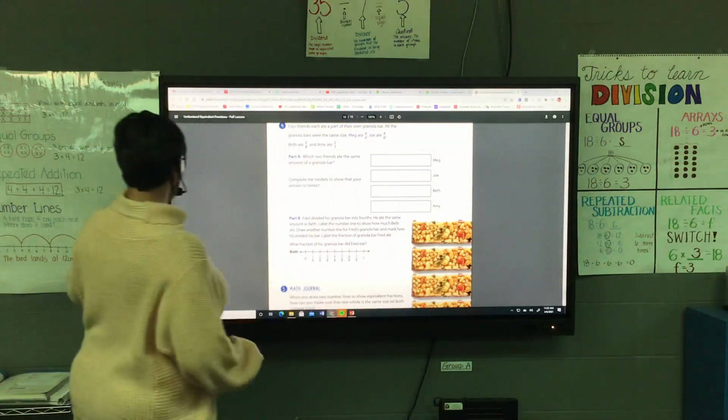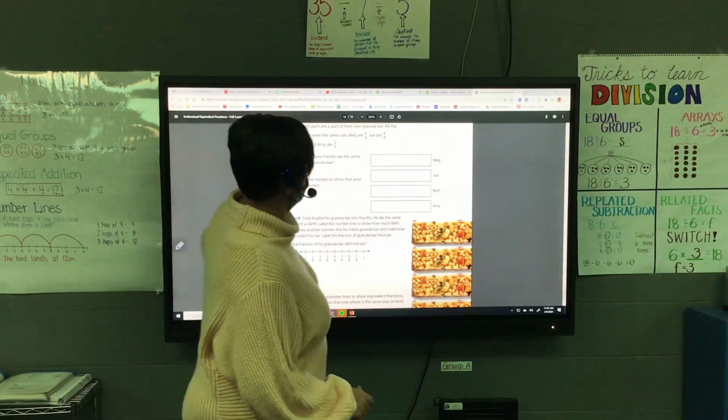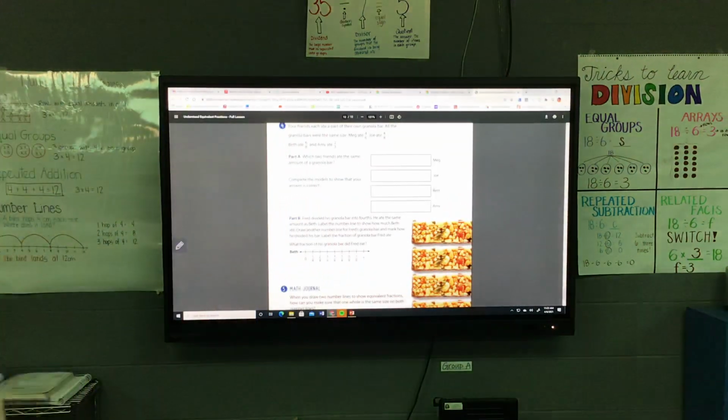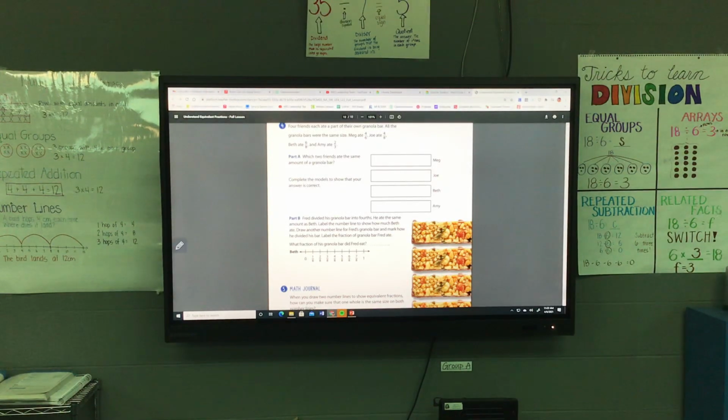So I think that was the rest of lesson 22. So that's probably a good stopping point. We still have a few minutes before lunchtime.